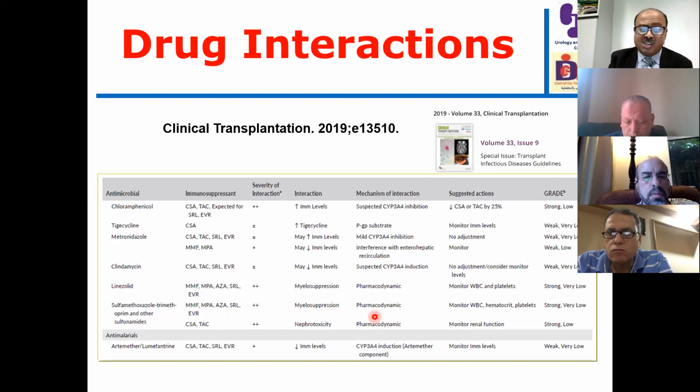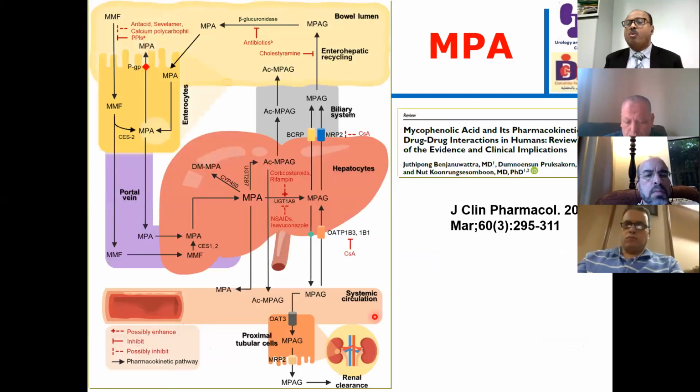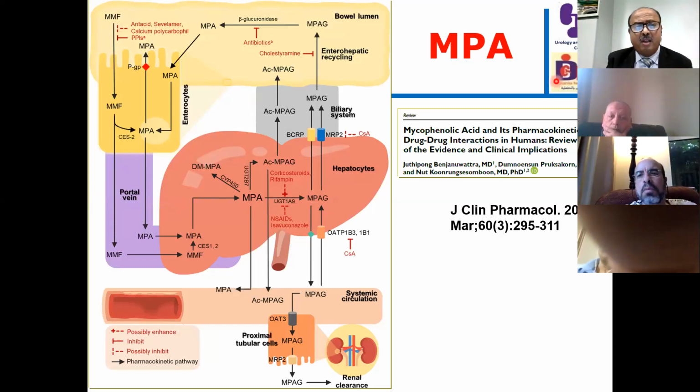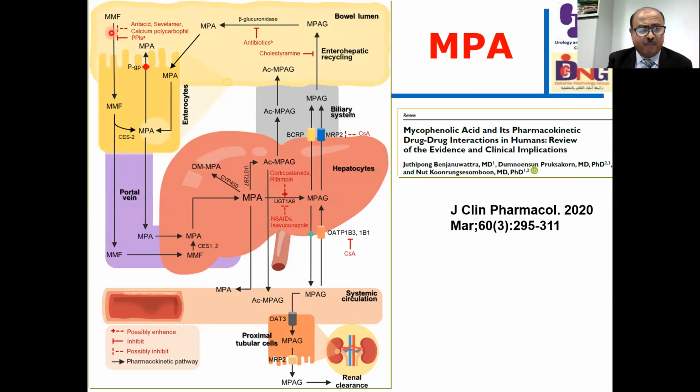I mentioned that ciprofloxacin reduces the efficacy of mycophenolic acid drugs. The question is why? This is the pathway of the drug. When we ingest mycophenolate mofetil, it's absorbed, and this will release mycophenolic acid into the blood. So this is the first peak, and then it finds its way to the hepatic tissues, where glucuronidation occurs, and then mycophenolic acid is released again from the liver to the intestine. So it is enterohepatic recirculation that is followed by another peak.